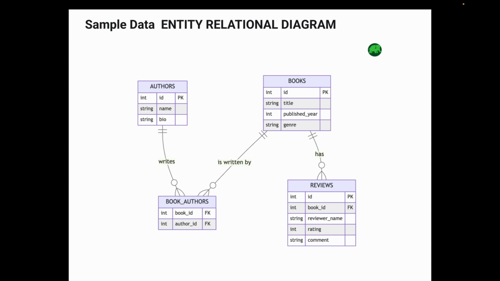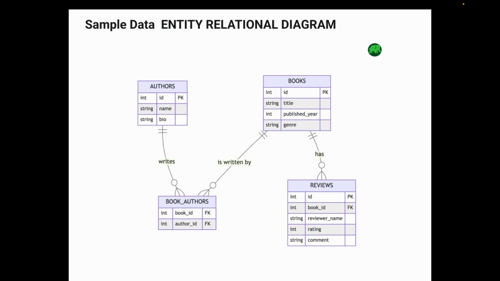And we also have the books and reviews. A book can have multiple reviews, but each review belongs to a single book. This one-to-many relationship is represented by book ID in the reviews table, linking each review to a specific book.